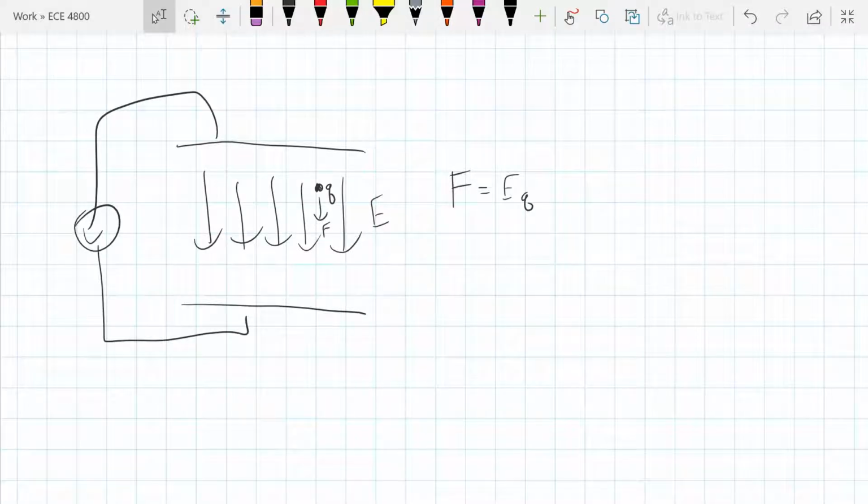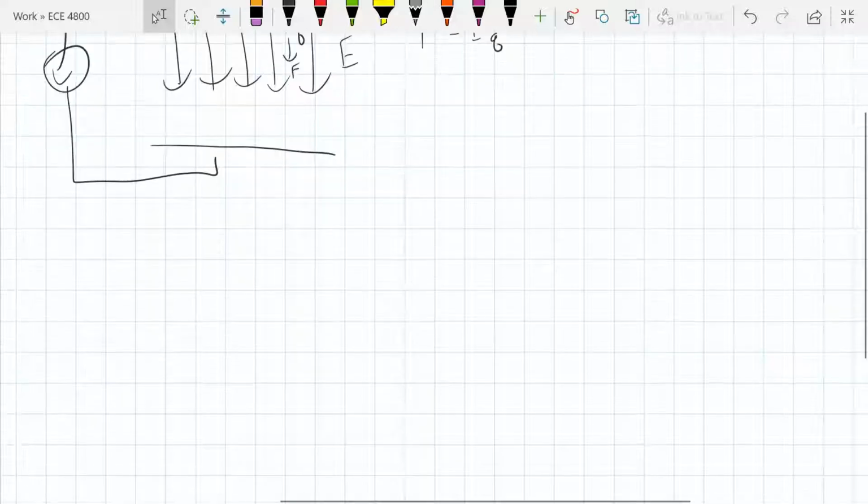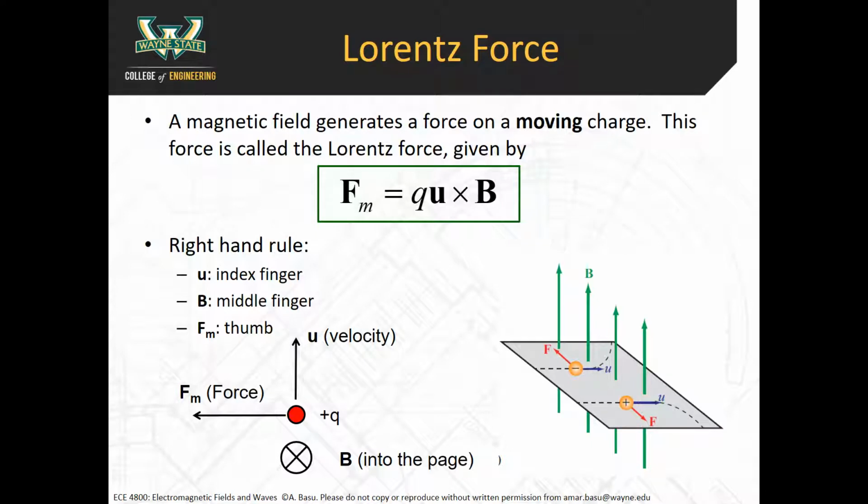All right, this was the Fick rule. So it's just proportional to the electric field and the amount of charge you have. The Lorentz force only applies to moving charge. So let's go back to this diagram here.